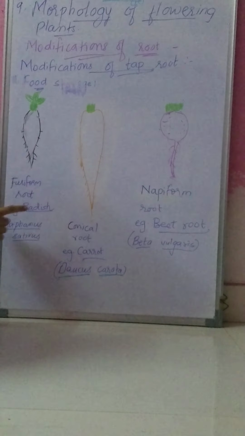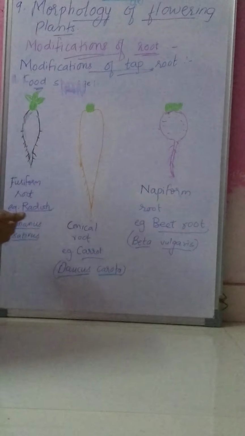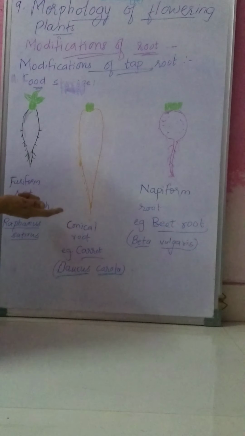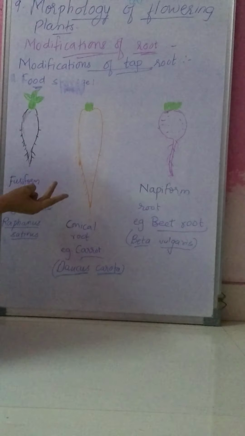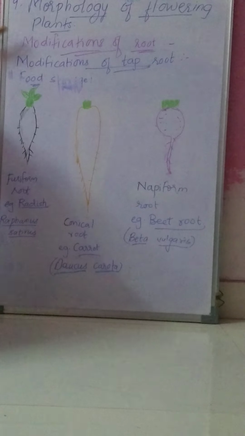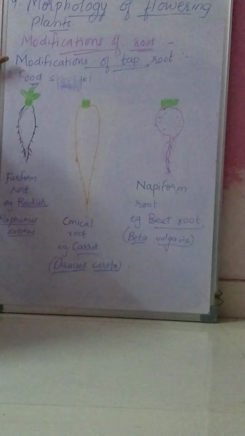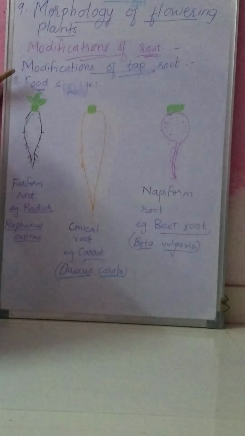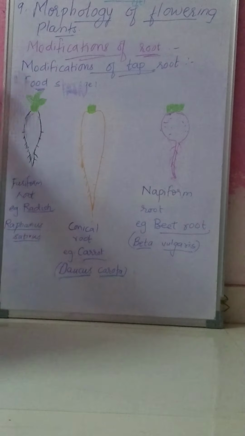So today we have studied the function of root, then the types of root. There are two types of root, that is taproot and adventitious root. Then we started with the modifications of root. In modifications we started with the modification of taproot, and today we studied modification of taproot for food storage.